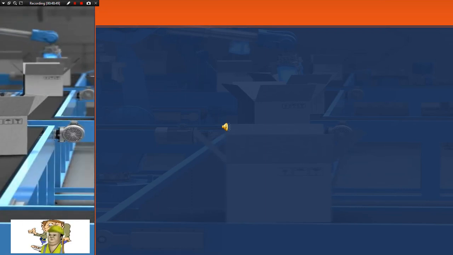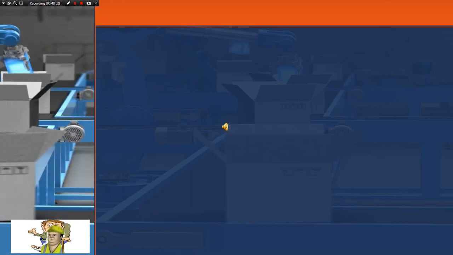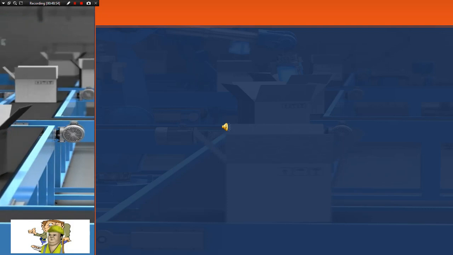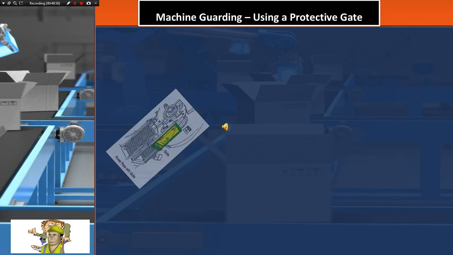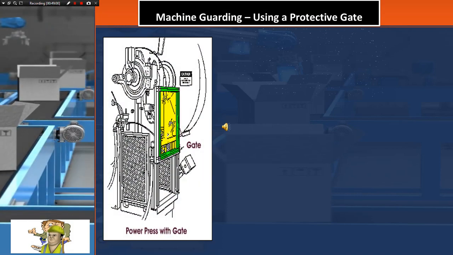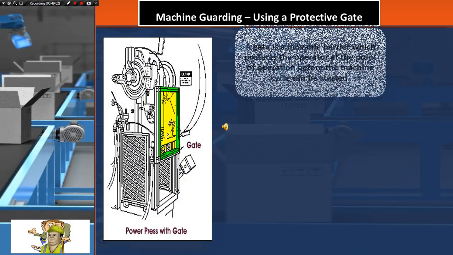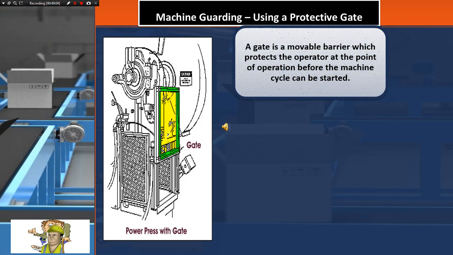A gate is a movable barrier which protects the operator at the point of operation before the machine cycle can be started. They are usually designed to operate with each machine cycle. Two types. Type A remains closed during entire cycle. Type B remains closed during downstroke only.